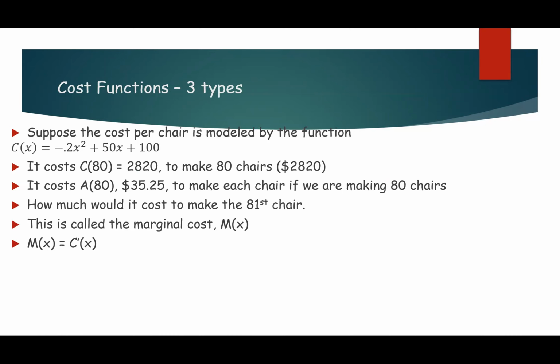And the marginal cost is easy. It's only the derivative of the cost function, which might be a little different than what I taught the 8 o'clock class by mistake. So the derivative of the cost function would be negative 0.4x plus 50. Plug in an 80 into that, and we get 18. That means it costs $18 to make that 81st chair. And we would want to find the smallest amount of the marginal cost, and that's how it tells us how many chairs we should make to maximize our profits.